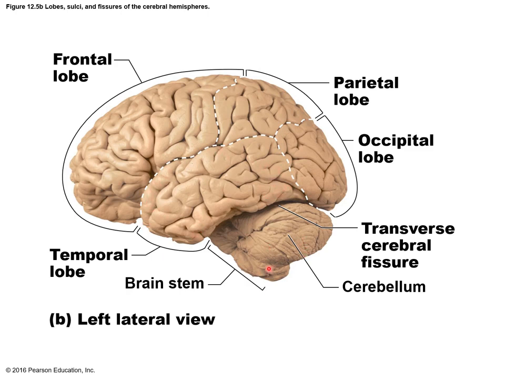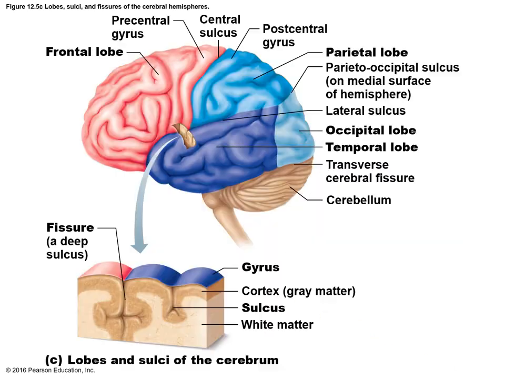Here's your cerebellum. So this is also showing really well. Right here is that transverse cerebral fissure that separates all of this, the cerebrum, from the cerebellum right down here. And then this right over here is your brainstem. So this is showing the gyrus, which is the ridge, a small groove is the sulcus, and then the deeper ones are the fissures.